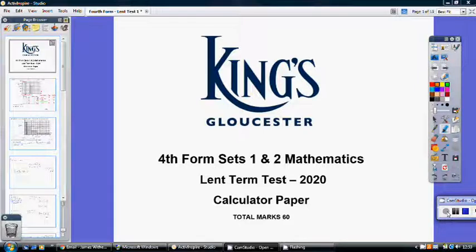So I've used those for the Lent 2 grades that you'll be getting over the next few days. I've used this test to support the grades. Okay, so do go through your corrections carefully.